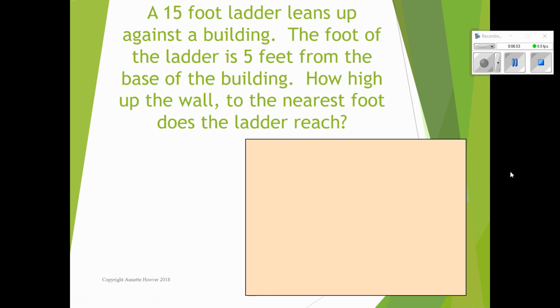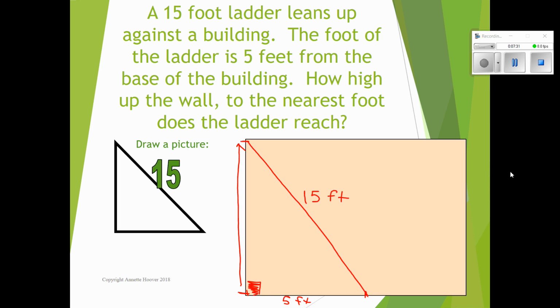A 15-foot ladder leads up the side of a building. So we have a 15-foot ladder. Ladders lean. So here would be your 15-foot ladder. You know the hypotenuse. The foot of the ladder is 5 feet from the base of the building. So they're saying the distance from here to here is 5 feet. Now you know one of the legs. How high up the wall, so what we're looking for is this height right here, which is just one leg of the right triangle. So we would just set up our equation. There's my 15, there's my 5. I'm looking for my x.